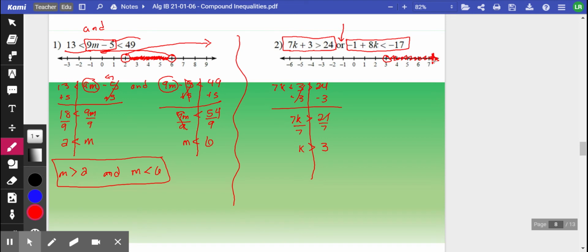Now I got to do the other one to see if there's any more to add on to that. So let's do the second one. So I have -1 plus 8k is less than -17. So I would add 1 to both sides, just solving my two-step equation here. I get 8k is less than -16. Finish him. And I get k is less than -2. Open dot on -2. That one goes to the left.